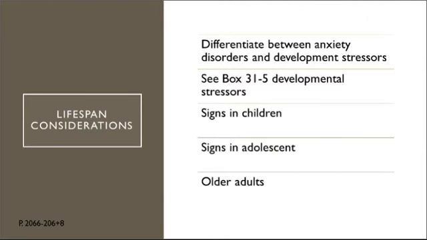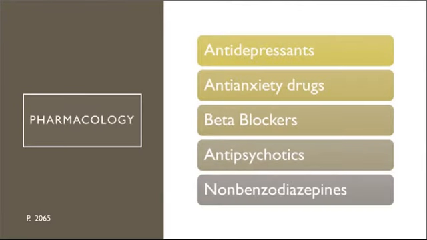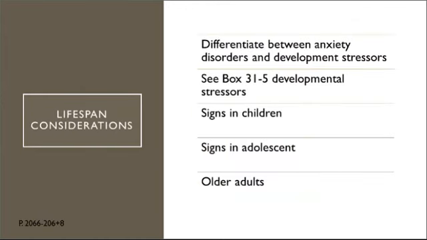Just a slide on your pharmacological. I'm not going to go into it here because I decided it was better for me to make a little separate recording with some slides where we're going to go over those in more detail. Lifespan considerations. Starts in 2068, goes into 2067, but you have this great little box, 31-5 on the bottom of 2066, which helps because it's developmental again. The signs in children, adolescents, and adults.